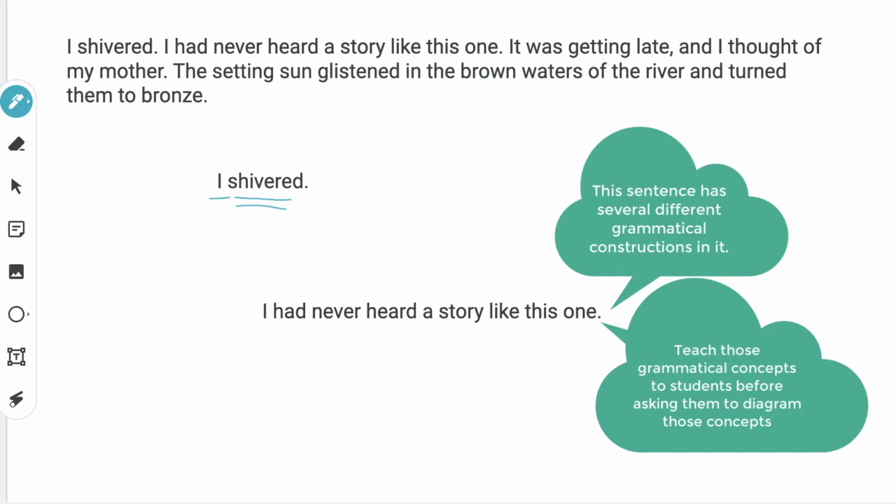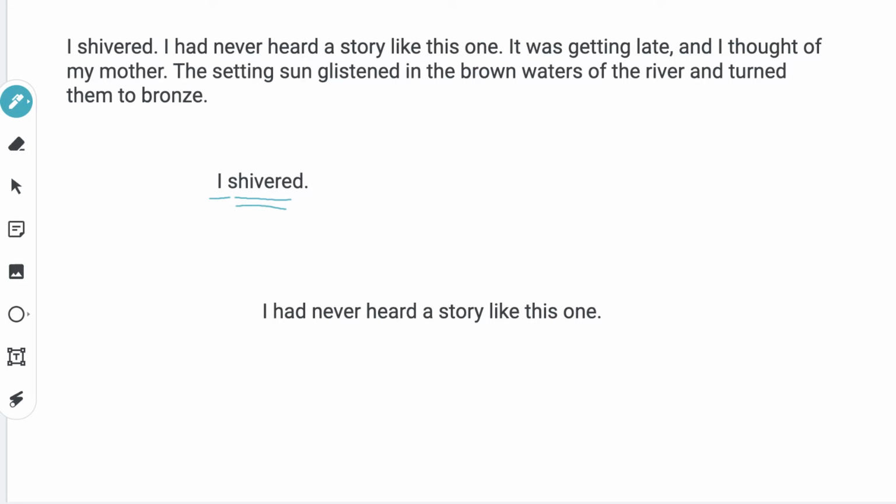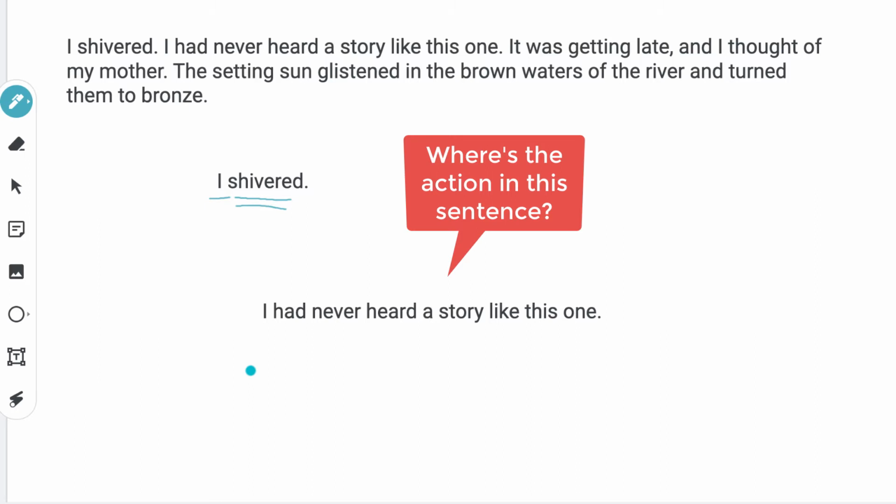I don't recommend that you teach all of those concepts at once. Please allow your students to build their knowledge. This diagramming strategy does make it a little easier for students to scaffold their grammatical knowledge, but again, let them build. Okay, so let's diagram this sentence. First, let's find the verb because it's the heartbeat of the sentence. So I ask myself, where is the action reflected in this sentence?